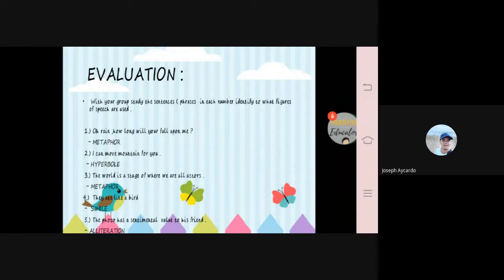For number three, the world is a stage, we are all actors. Who will want to answer? Anna. Okay, very good. Metaphor. For number four, they eat like a bird. Who will want to answer? Lisa again. Okay, very good. Simile. For number five, the photo has a sentimental value to his friend. Who will want to answer? Joseph? Okay, very good. Alliteration.